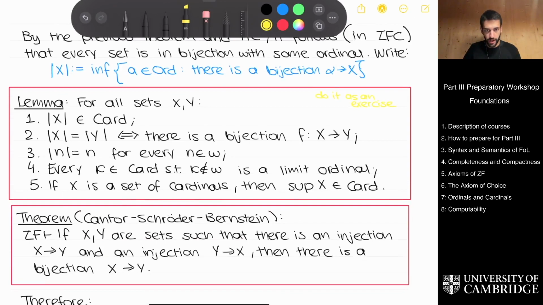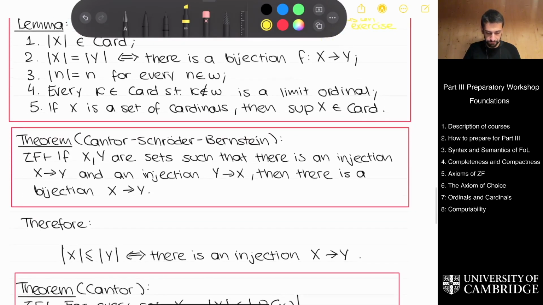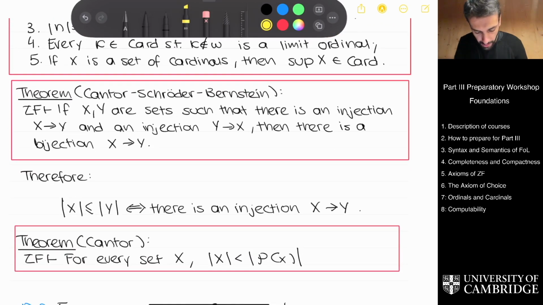I kind of sketched the argument for some of these. I think they're fairly straightforward. Now, what else can we say about cardinality? Well, it is a famous theorem of ZF, which was shown by Cantor, Schroeder, and Bernstein, that if x and y are two sets such that there's an injection from x to y and an injection from y to x, then there's a bijection from x to y.